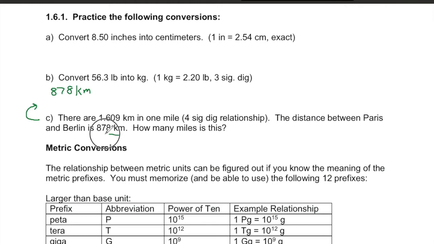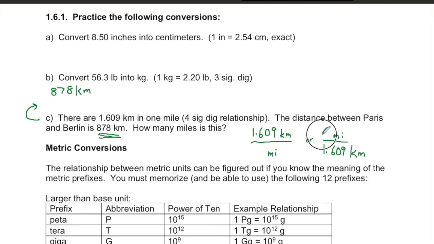So for this one, 878 kilometers is what we're trying to convert. This other number, even though it's the first one listed, is the relationship. And these are the two conversion factors that I can write with that one relationship. There was a little bit of confusion if I write this 1. Some people think that there is a number with 4 significant digits and a number with 1 significant digit. So if that confuses you, you can just leave off that number. We're saying that there's 1.609 kilometers per mile. So this is a 4 significant digit relationship.